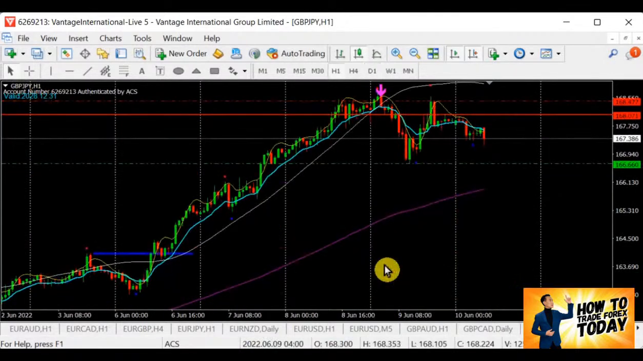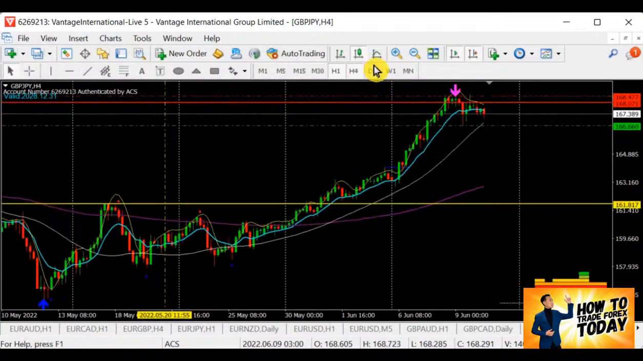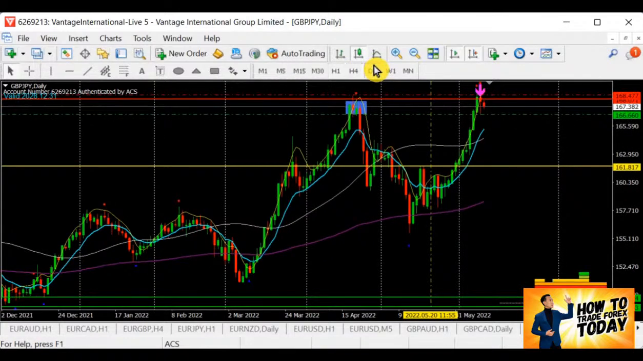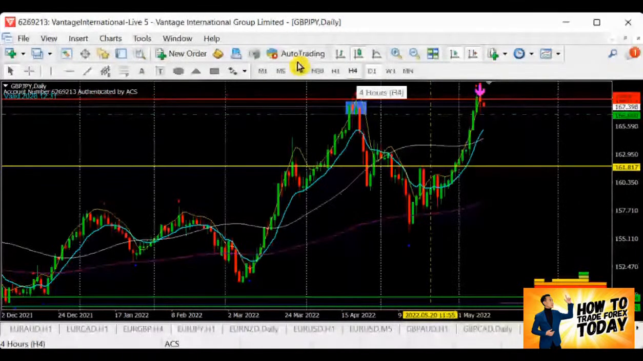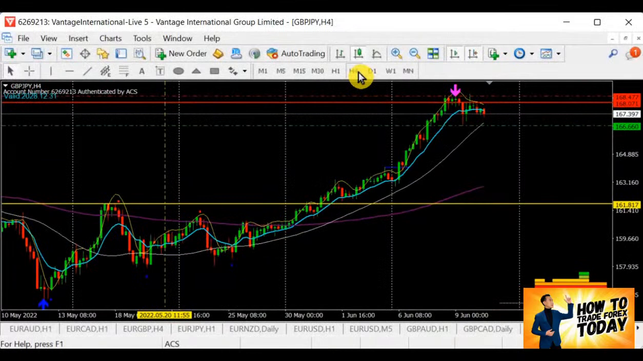How about pound dollar? Sorry, pound yen. Let's take a look at pound yen. Pound yen, right now we have tested this zone here with the rejections here. Retracing downwards, it looks pretty good, this retracement. So are we looking out for a selling? Yeah, I would say yes. This is a very strong selling.